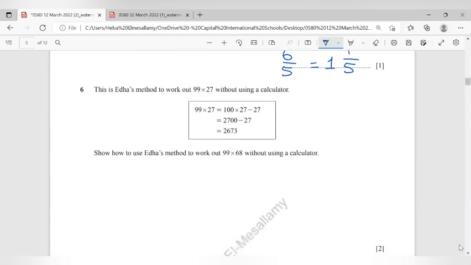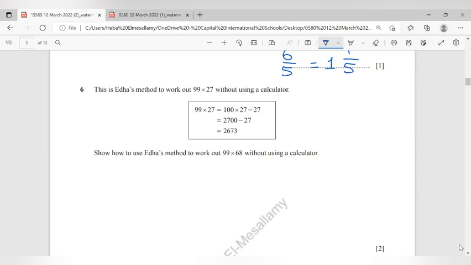Question 6. I have here a method to work out 99 multiplied by 27 without using a calculator, which is 100 multiplied by 27 minus 27, and then the working out as shown. The question is, and please read the question carefully, don't just rush and solve it: show how to use this method to work out 99 multiplied by 68 without using a calculator.